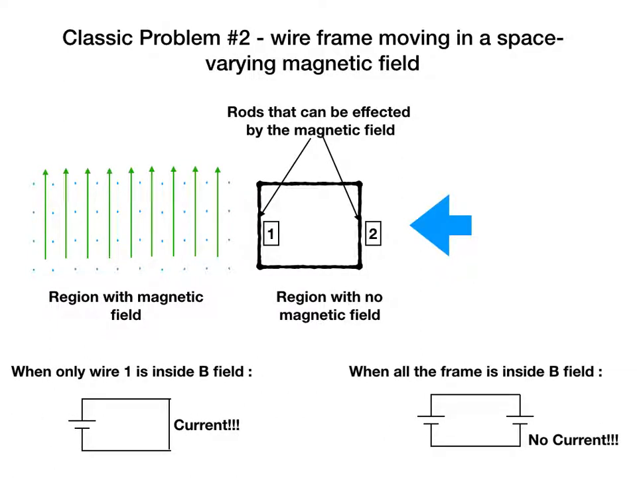When all the frame is inside the field, you have a voltage across rod 1 and rod 2, and the voltages are in the same direction because they feel the same field. And of course the two voltages are the same, so they cancel each other and you have no current in the circuit.